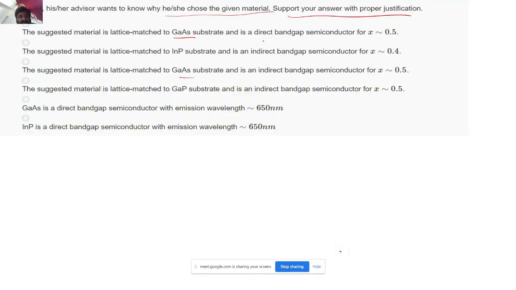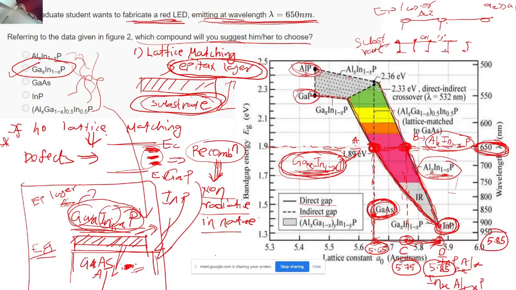So the only difference between option number 1 and option number 3 is the direct band gap and indirect band gap. So now what we have to look at at point A is whether this black boundary line is continuous or dashed. Just look at the left bottom side of the diagram: they have given the direct band gap as a continuous solid black line and the indirect band gap as a dashed line, right? So now this point A is lying on a continuous solid black line, right? So that means we still have a direct band gap material with us, and it is very good.